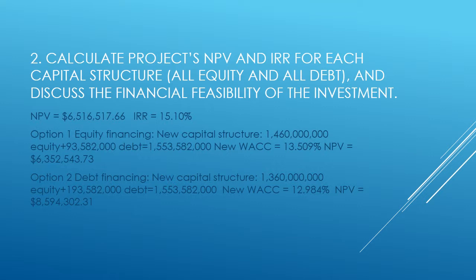Under the current capital structure, the project would be taken since the NPV of 6 million is greater than 0 and IRR is greater than K. And the two options in regards to financing are as follows.